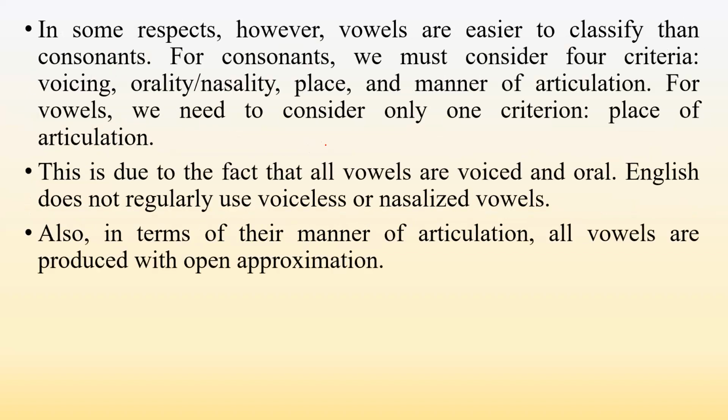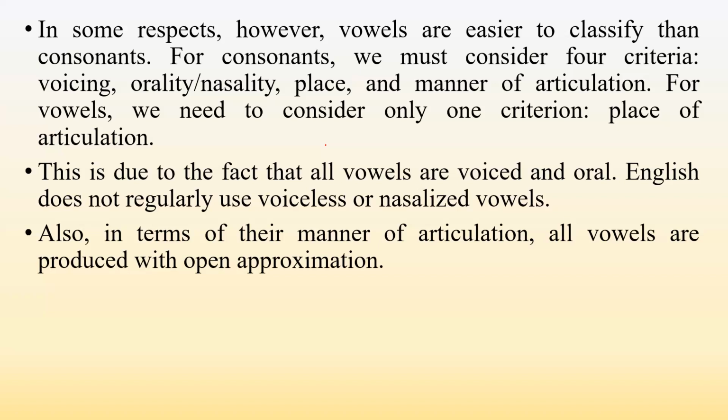So in some respects, however, vowels are easier to classify than consonants. For consonants, we must consider 4 criteria. Okay, so hope you still remember voicing, orality or nasality, place and manner of articulation. So we were just talking about the function of the glottis, function of the velum, orality, nasality, and place of articulation and manner of articulation. So there are altogether 4 different criteria to describe consonant sound production.